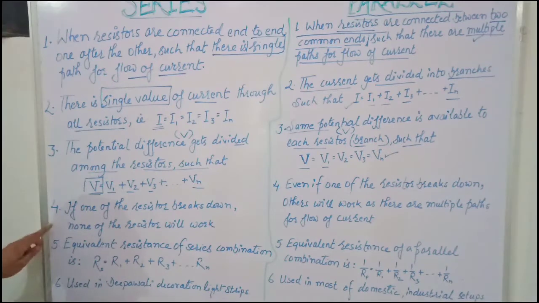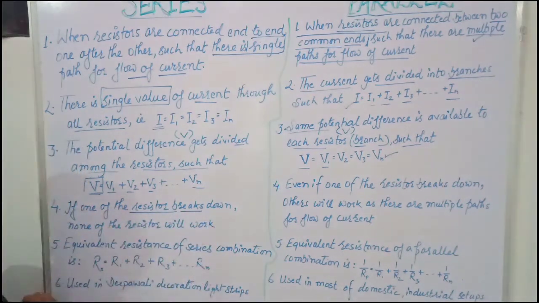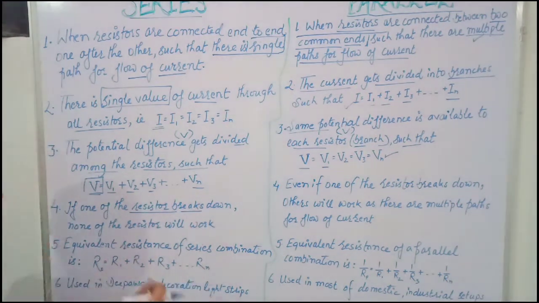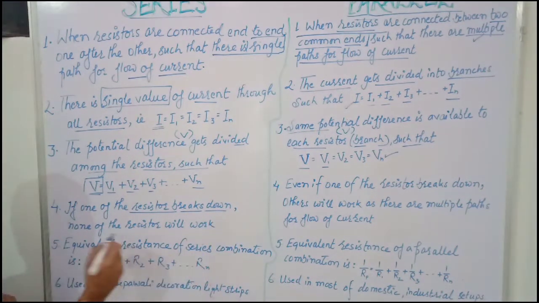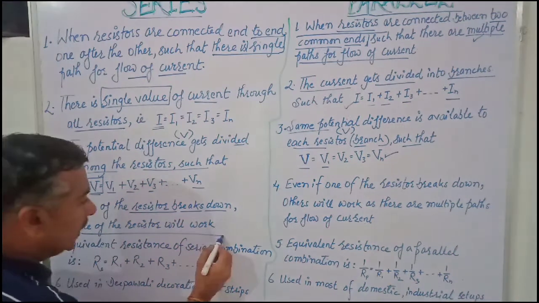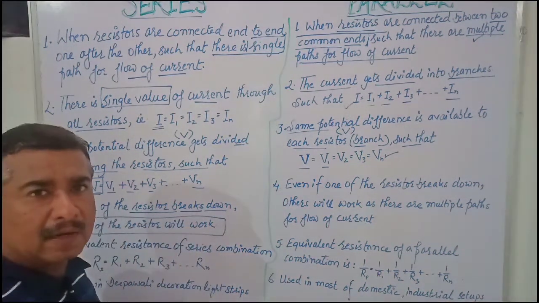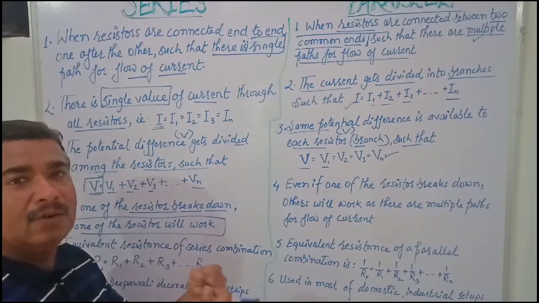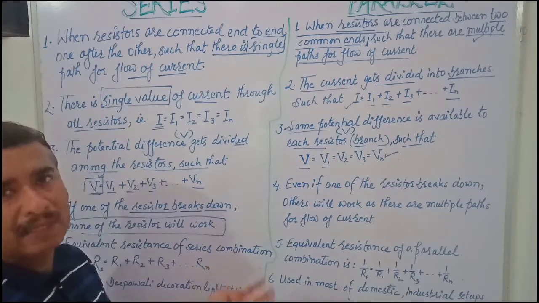Now in case of series combination, if one of the resistors breaks down, that means if it does not work, then all of the other resistors will also not work, because there is a single path for flow of current. So if one of the resistors breaks down, the continuity of the circuit will be broken and no other resistor will receive the current, right?